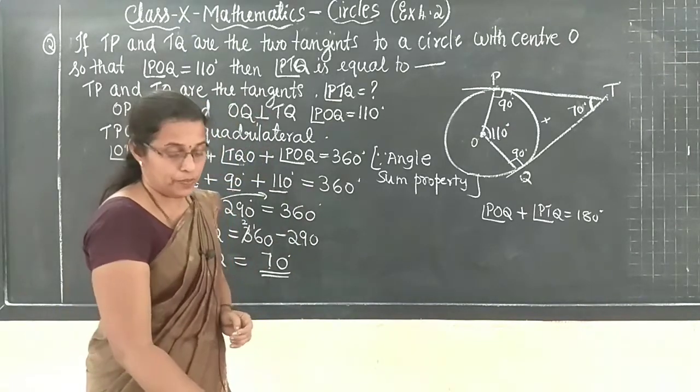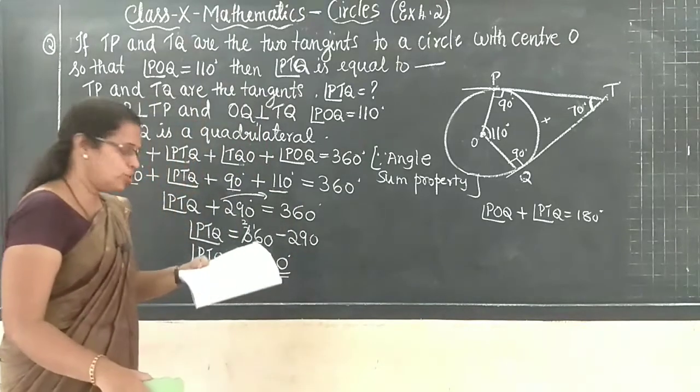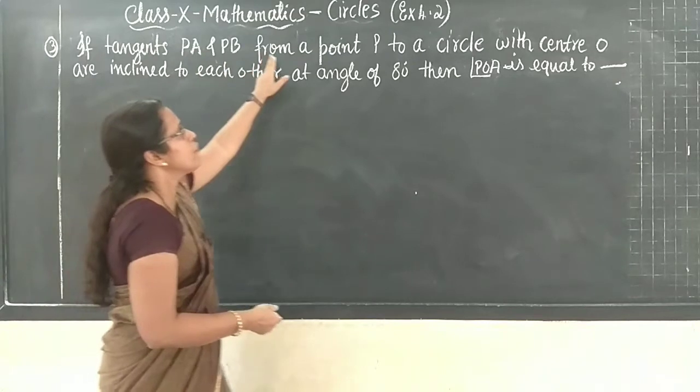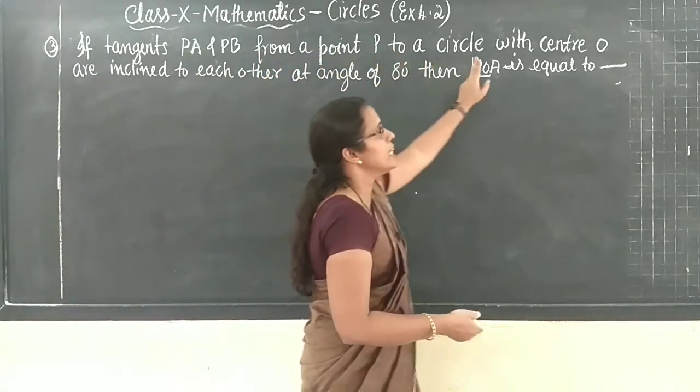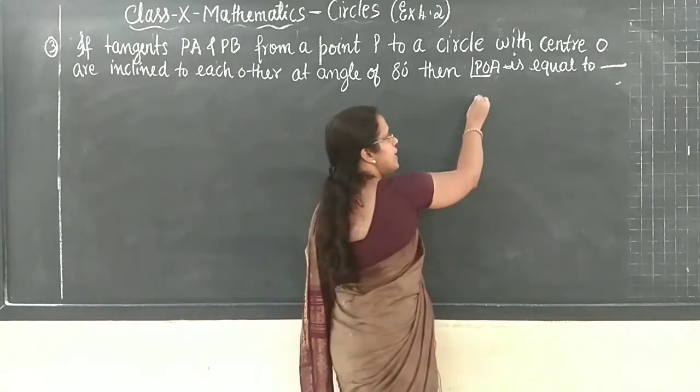Hope you all understood. Write it in your maths class book. Okay, so now let us move to the next problem. If tangents PA and PB from a point P to a circle with center O, means what should I draw? Draw a circle with center O.